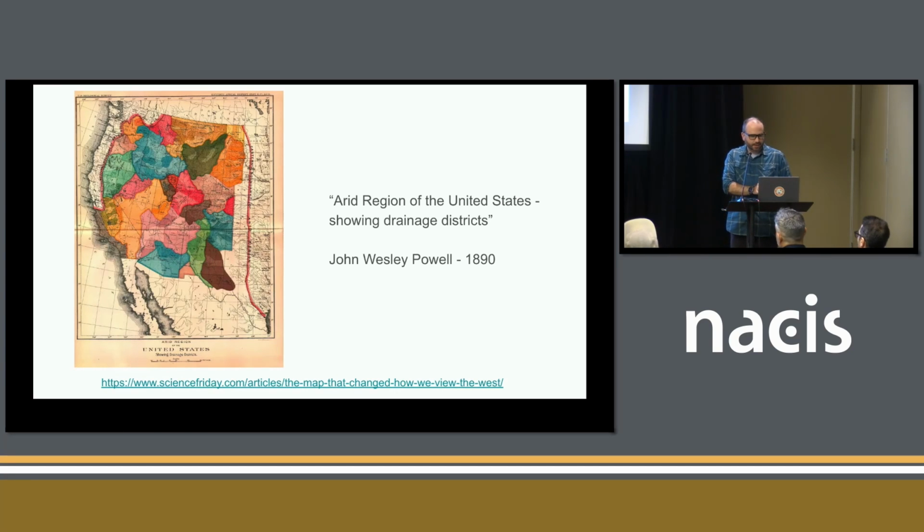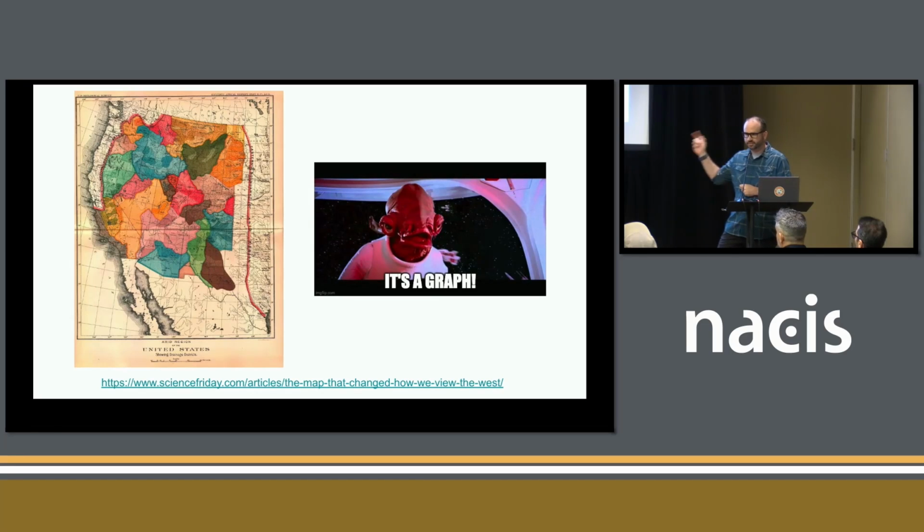How about this one? This is a map that John Wesley Powell presented to US Congress in 1890. And this was his proposal for how to create states when they were looking to expand into the western parts of the US. And it was all based around watersheds. So these are the drainage basins in the West. This is also a graph, right? Because all of these basins drain into another basin until the water empties into the ocean, right? That's a graph. The nodes are the watersheds, and where they flow, that's the relationship.